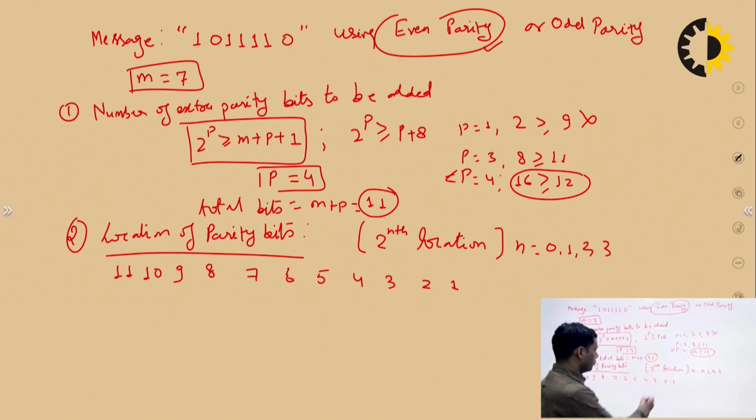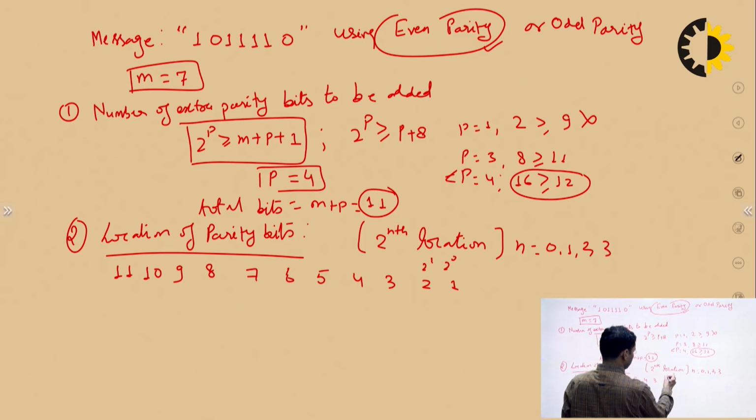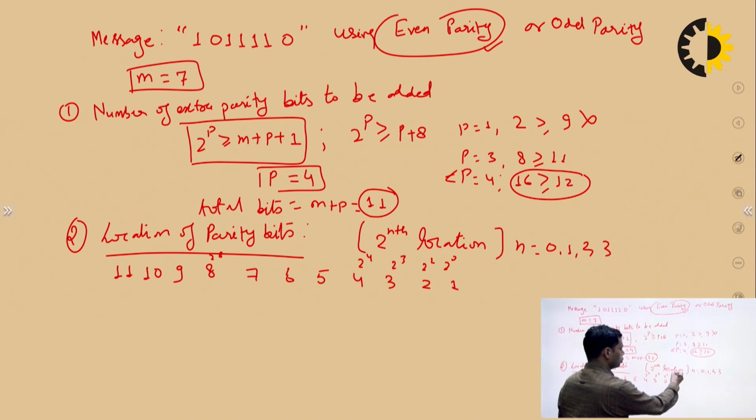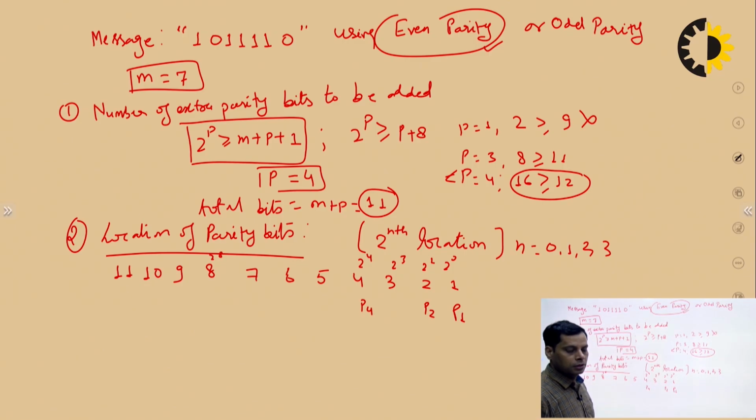Okay, now what is this? 2 raised to power 0 position is this. Then 2 raised to power 2, 2 raised to power 3, and so on. So for the parity bits, at the position 2 raised to power 0, that means 1, so P1. 2 raised to power 1 is 2, the second position, that is the P2 bit. Next, 2 raised to power 2 is 4, so it has the P4 parity bit. Then 2 raised to power 3 is 8, so here P8.